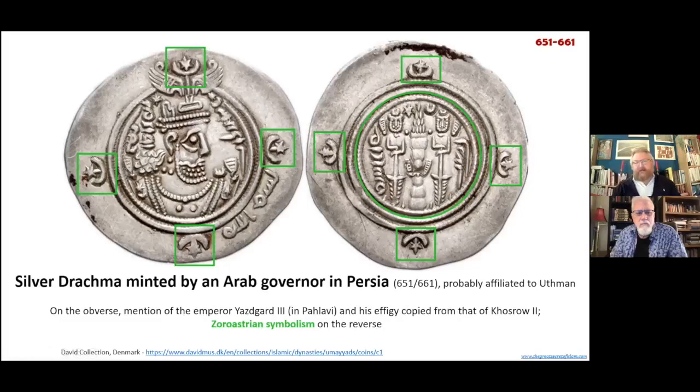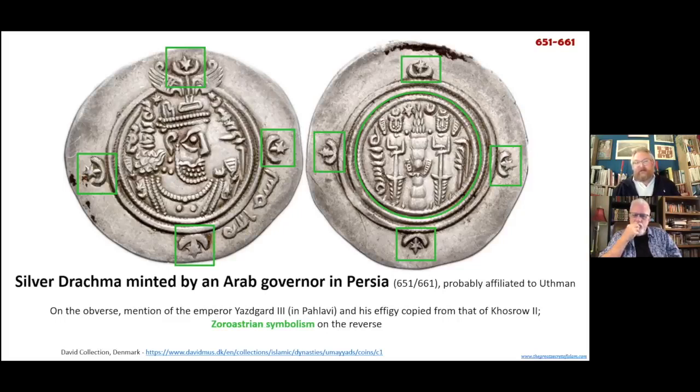It is the same. It is a copy of the figure of Khosrow II. But here we have some Pahlavi Persian inscription telling us that he is Yazgard III. This is supposed to be an Islamic coin, according to the standard Islamic narrative, because it has been minted in a supposedly Islam-ruled region in Persia. But it is exactly the same as with the Byzantine, the Levant coins.